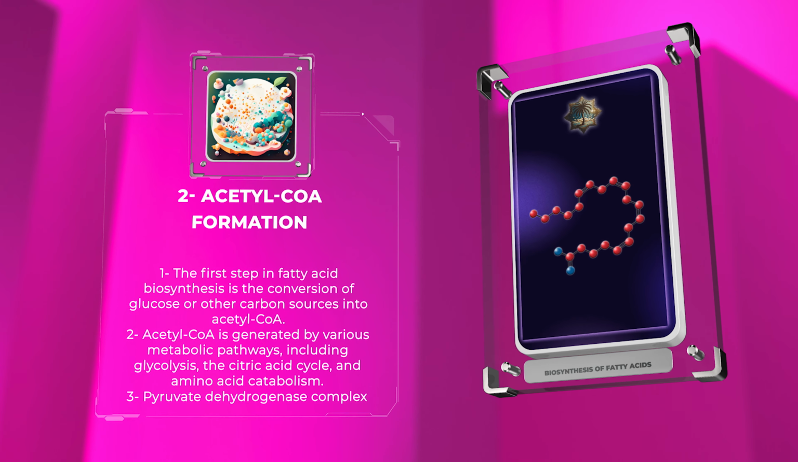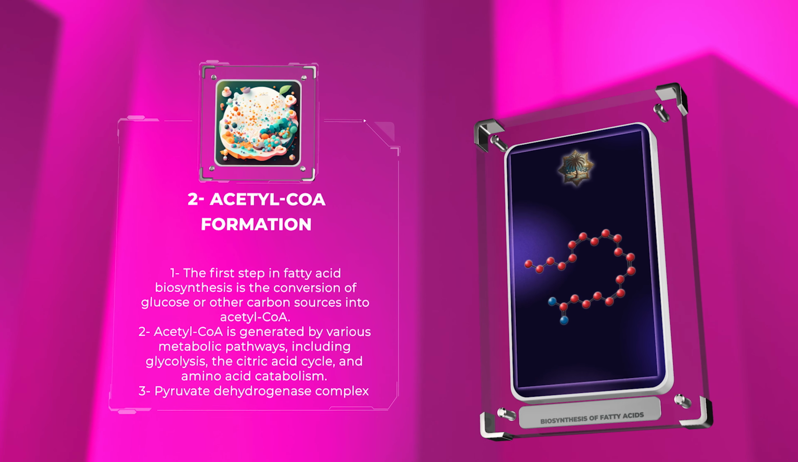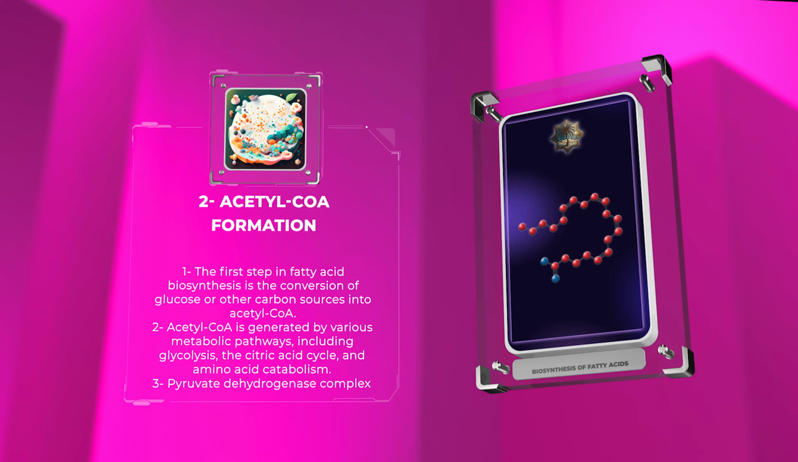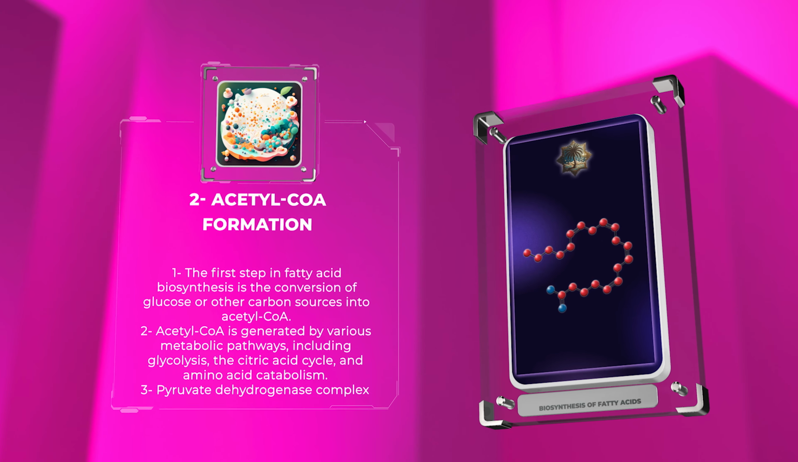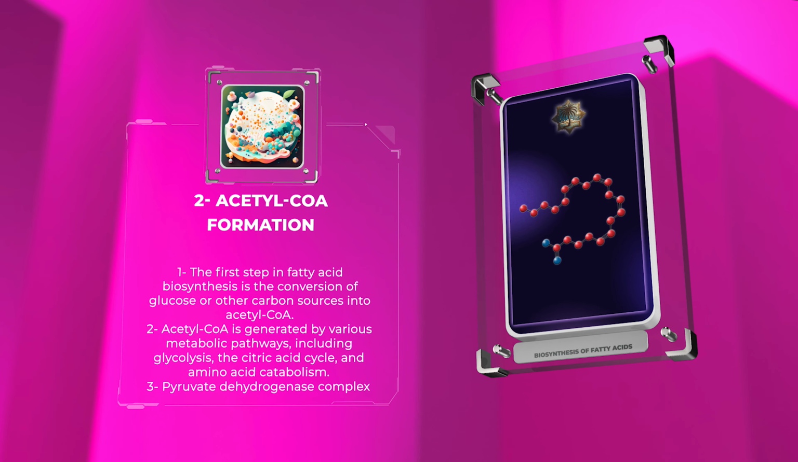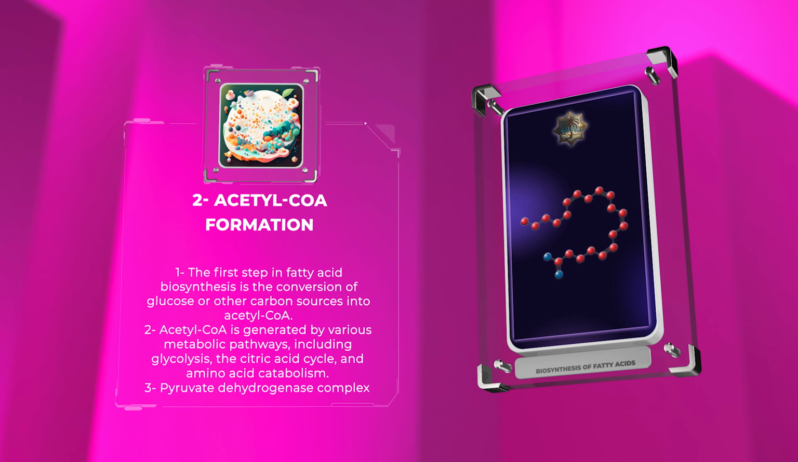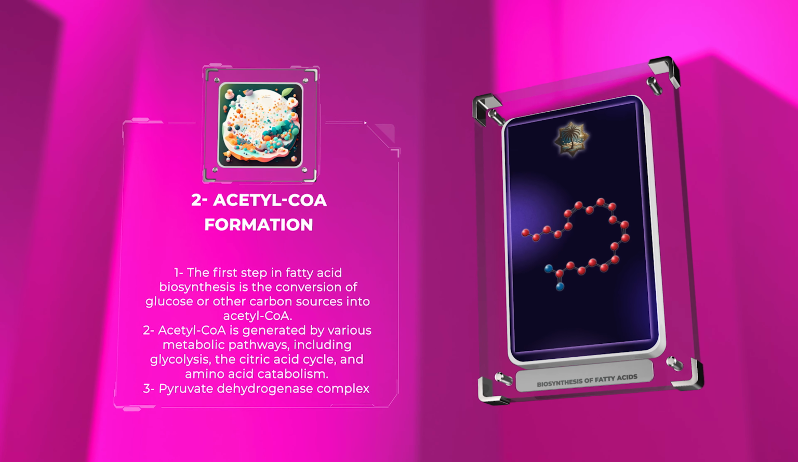Acetyl-CoA serves as the substrate for fatty acid synthesis and is generated by various metabolic pathways, including glycolysis, the citric acid cycle, and amino acid catabolism. Furthermore, the conversion of pyruvate to acetyl-CoA is catalyzed by pyruvate dehydrogenase complex, which occurs in the mitochondria.